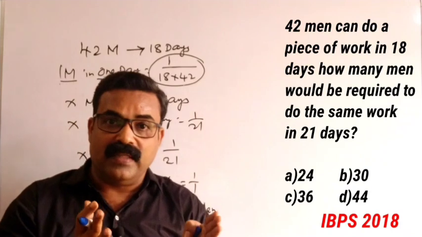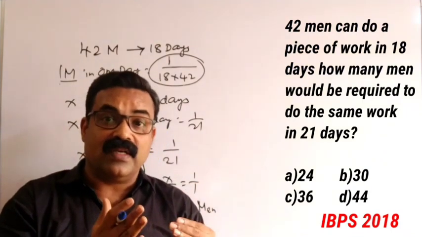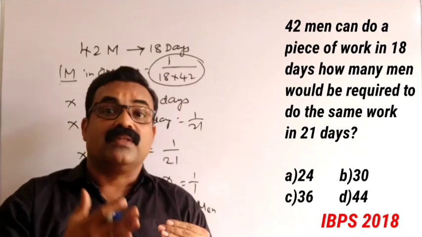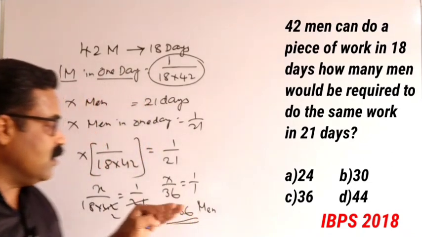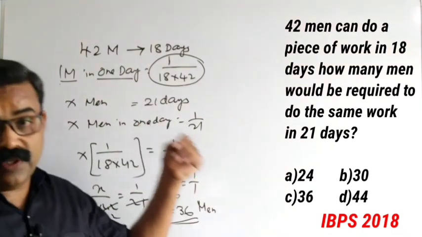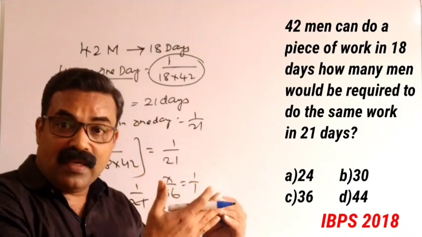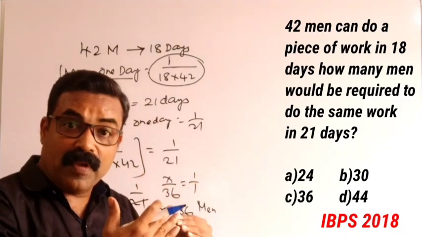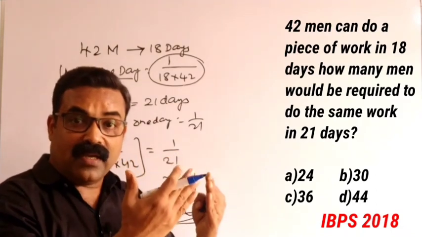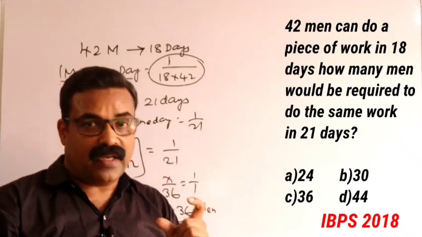42 men can complete the work in 18 days. So if the same work is to be completed in 21 days, then 36 men are required. When the number of days is more, the number of people will be less. When the number of people is more, the days taken will be less. Understand that concept very clearly.